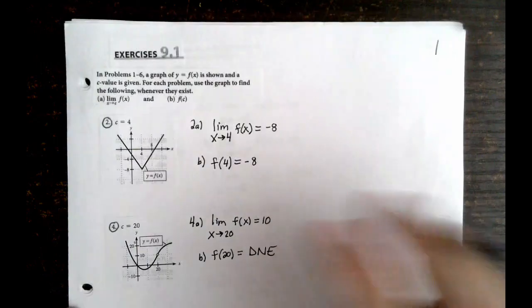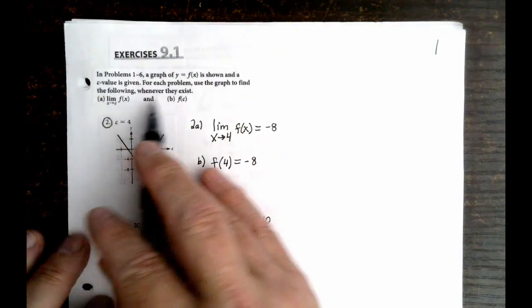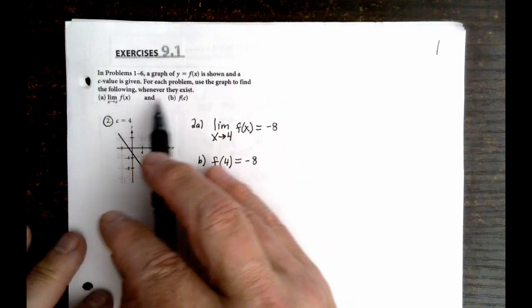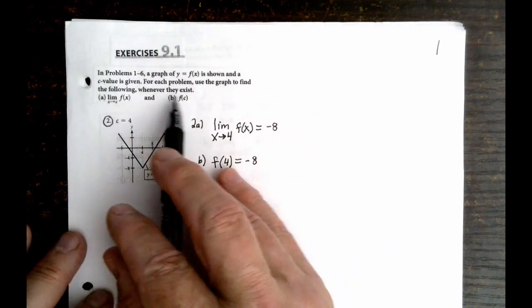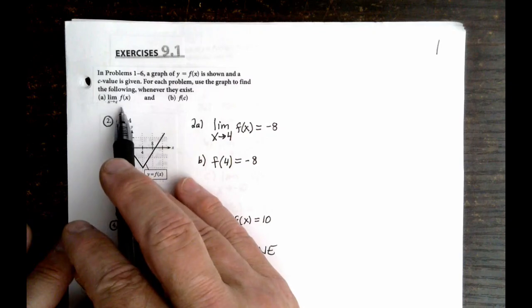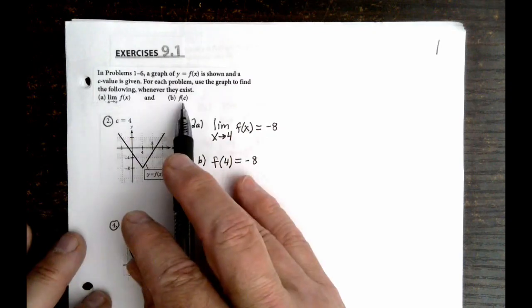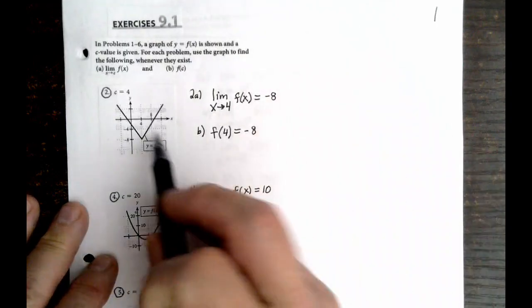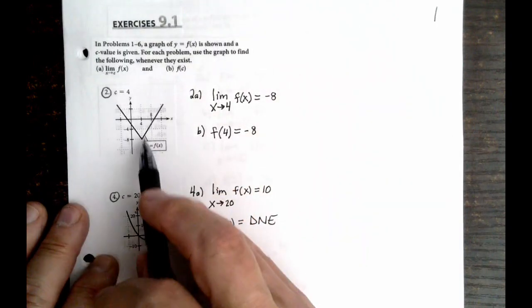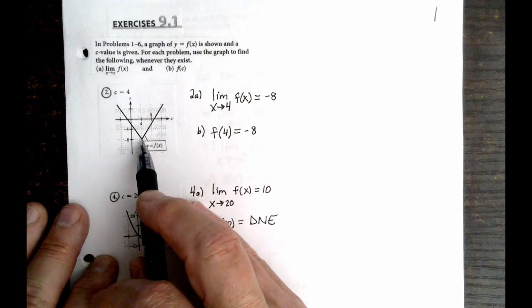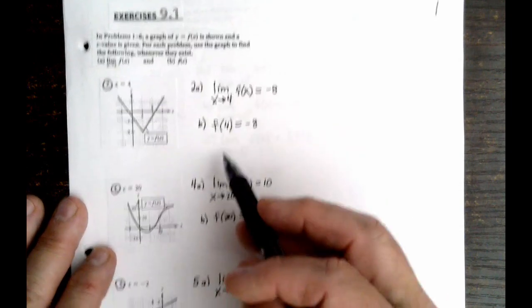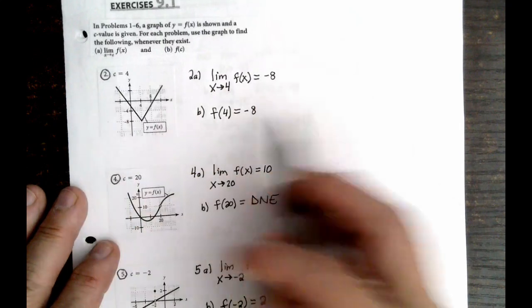Alright, so this one says in problems 1 through 6 a graph is given and a c value is given. Use the graph to find the following if they exist. Find the limit as x approaches that number c, and ask what's happening at f of c. Alright, so this one is c equals 4. So here's 4, and you can see from the left and the right you're approaching negative 8. And f of 4 does equal negative 8.